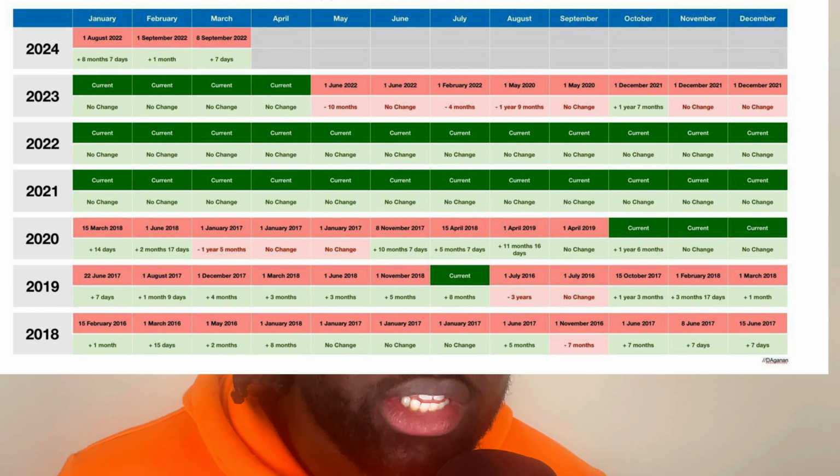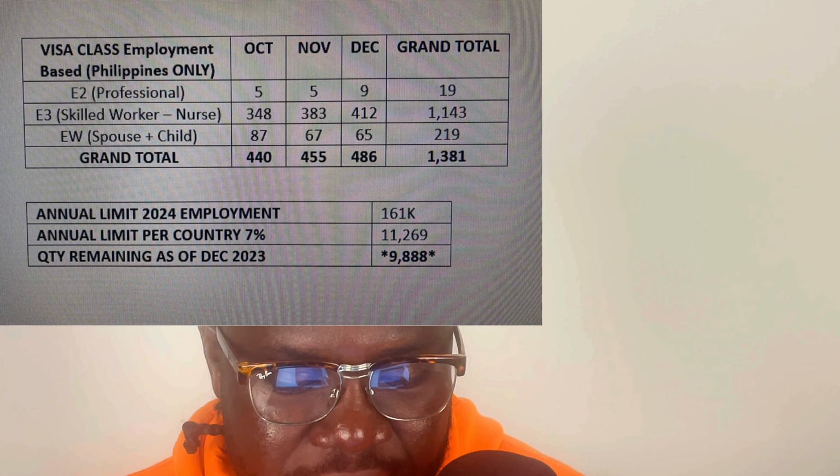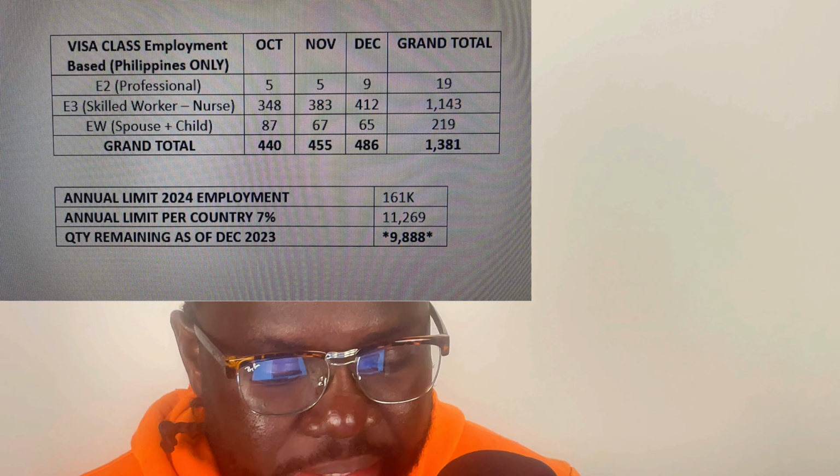So, I'm just going to share another data with you and we'll see. What you can see here is visa class employment-based. Again, don't be alarmed when you see this. When you see Philippines, I'm just going to take the Philippines as I'm using them because their demand for the EB3 is quite high in comparison to other countries around the world. So we're going to start from October, November, December.